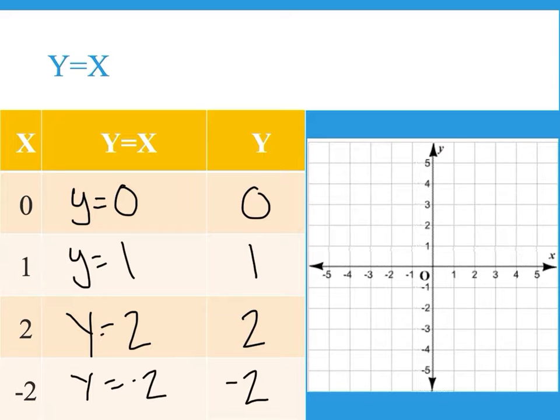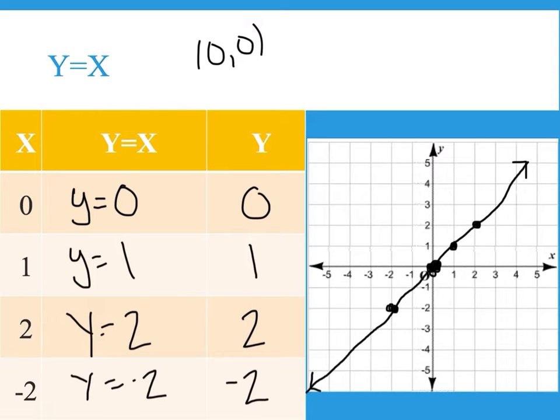Now, what I want to do here is graph them. So here, my ordered pair is 0, 0. I'm going to put that on the graph, right there. Next, it's 1, 1. Then 2, 2. And then negative 2, negative 2. And so I end up having a line that looks about like this. Hopefully, you can draw a little bit straighter than I can right here. Alright. So we have our x, have our y.